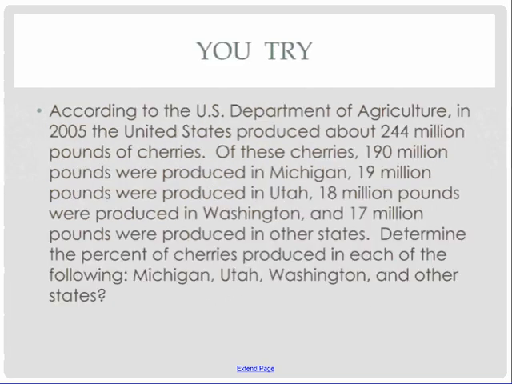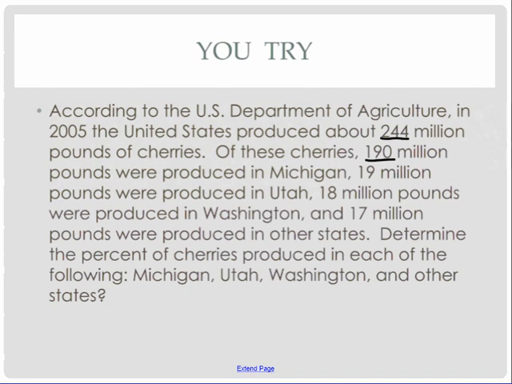Okay, let's keep going. Let's learn about some cherries. According to the U.S. Department of Agriculture, Michigan produces a ton of cherries. 244 million pounds in the whole country, and Michigan did 190 million of those. This was something I actually knew because I grew up just south of Michigan, and I knew that Michigan has a lot of cherries. But this says, determine the percent of cherries produced in each state: Michigan, Utah, Washington, and all other states combined.